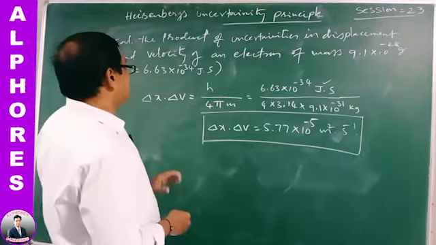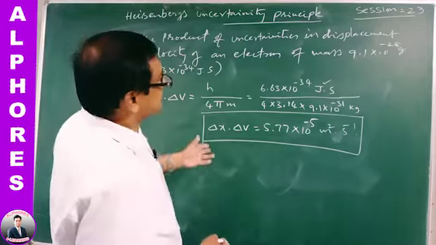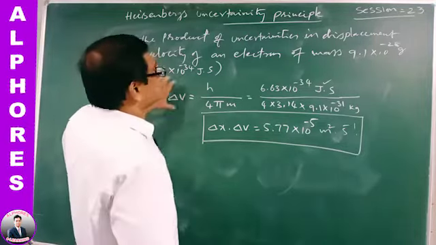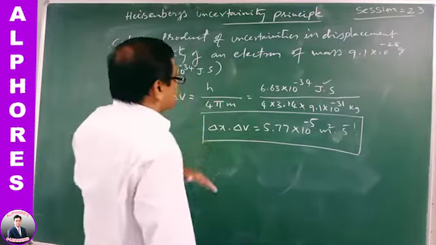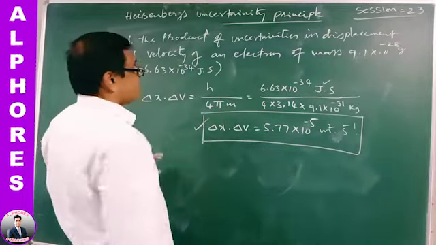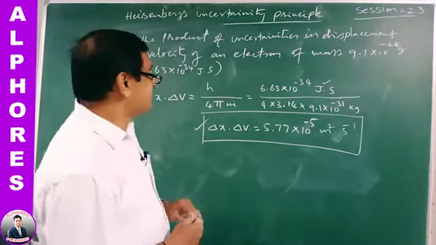Visually, we used to calculate either delta x or delta v. So now in this, the product is asked. The product of these two is equal to this. The data is available and substituted, and on solving this we get the answer. The concept is a very interesting concept.